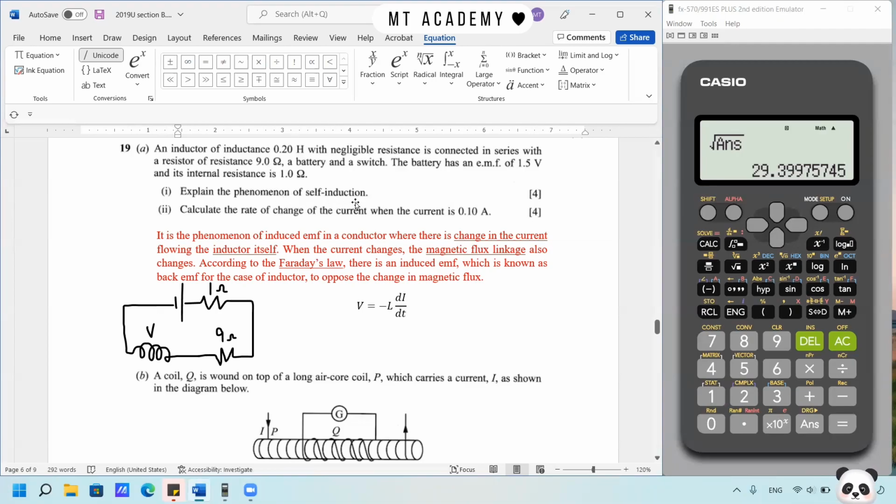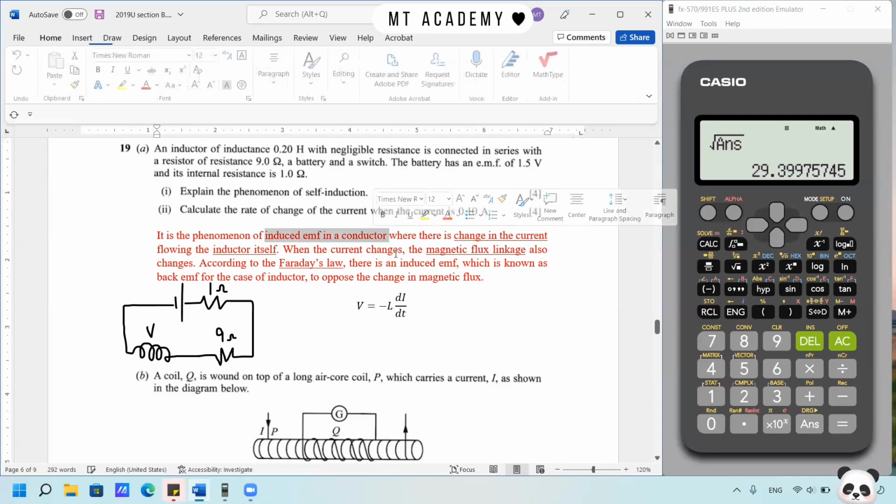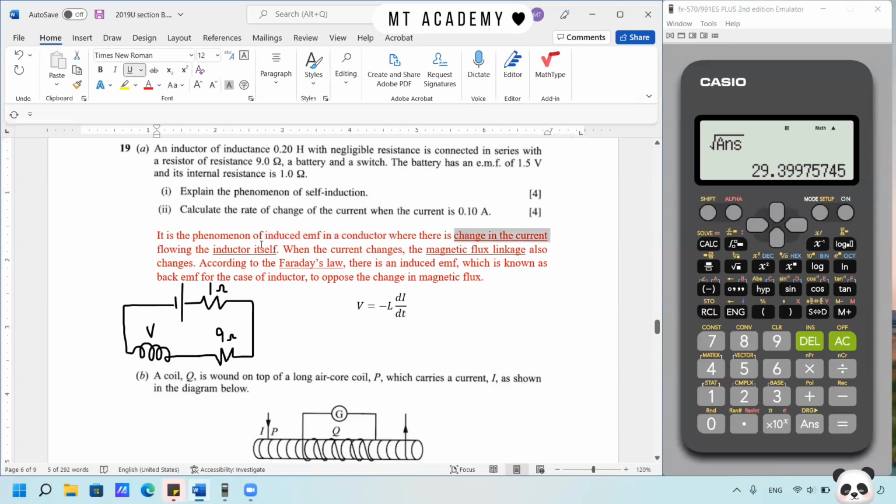So let's revise about this phenomenon. It is a phenomenon of induced EMF in the conductor when there's a change in current flowing in the inductor itself. So this is the keyword for self-induction, inductor itself. So when the current changes, the magnetic flux linkage is also changing. Based on Faraday's law, there will be an induced EMF, which is known as the back EMF in this case of inductor, to oppose the change in magnetic flux. So you need to remember how to explain the phenomenon.